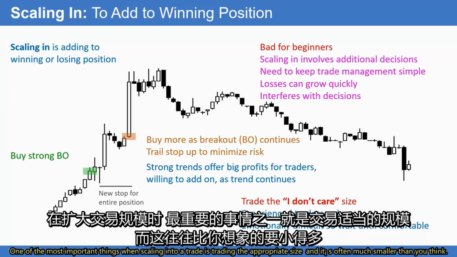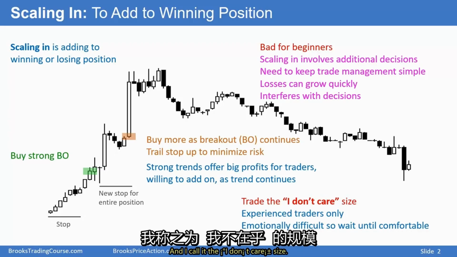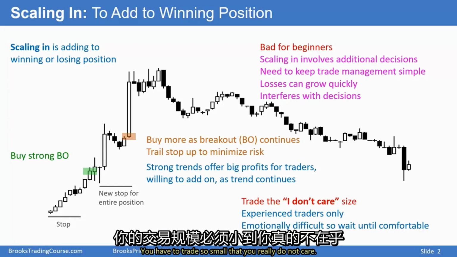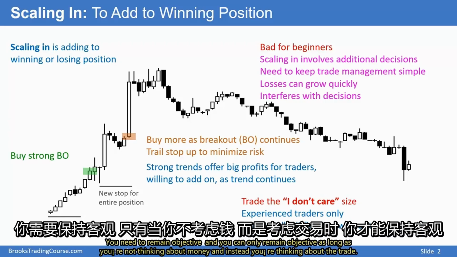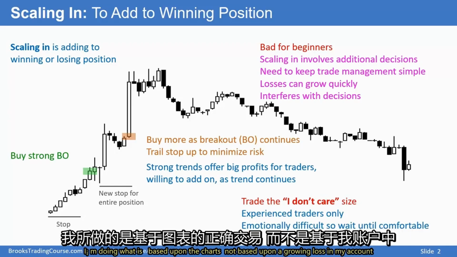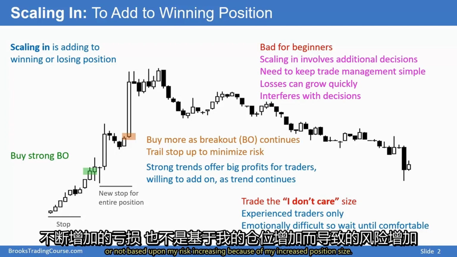One of the most important things when scaling into a trade is trading the appropriate size, and it's often much smaller than you think. And I call it the I don't care size. You have to trade so small that you really do not care. You need to remain objective, and you can only remain objective as long as you're not thinking about money, and instead you're thinking about the trade. Am I doing what is right based upon the charts, not based upon a growing loss in my account, or not based upon my risk increasing because of my increased position size.